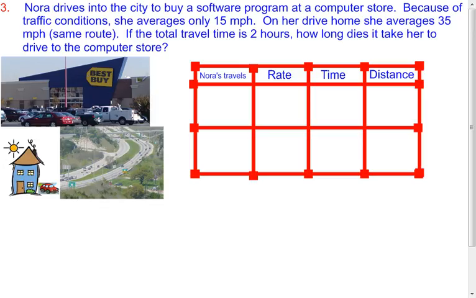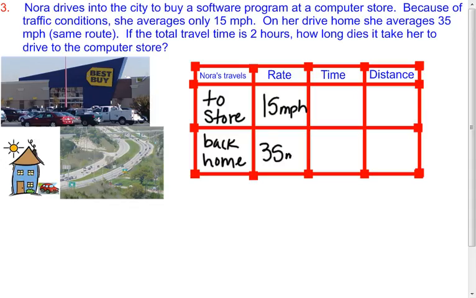All right, so here we go. This will be to the store, and this will be back home. Okay, this is a little different here, but to the store, she travels 15 miles an hour, and back home, she travels 35 miles an hour. Now, I know that it took her 2 hours total to be on the road. However, let's say this is home and this is the store. If it took her 2 hours total, you got to remember that she is not traveling at the same speed.